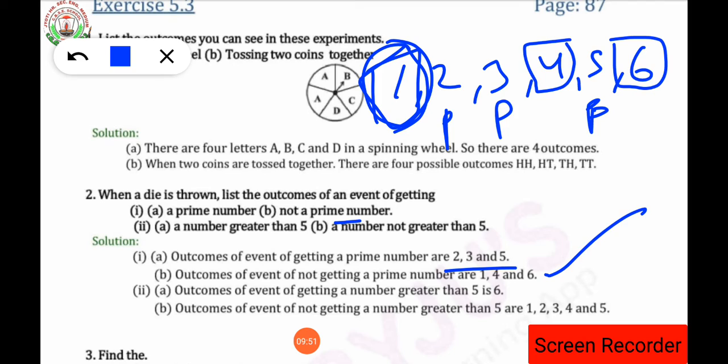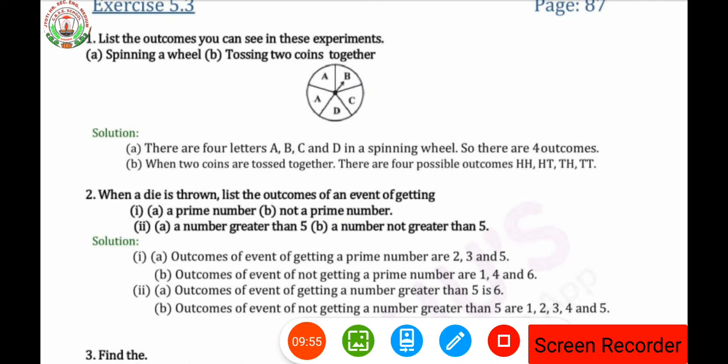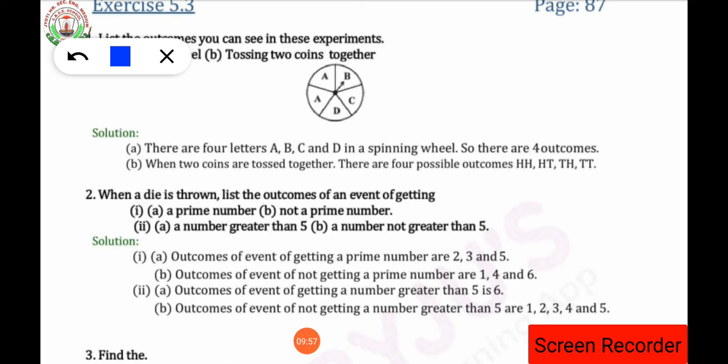Next question: a number greater than 5. Now we are talking about the numbers which are less than 5 and the numbers which are greater than 5. So for that, let's write the numbers which are present on the die: 1, 2, 3, 4, 5 and 6. These are the numbers present on the die. Dear student, imagine the die. If you have a die, take it in your hand. It will be easier to understand.